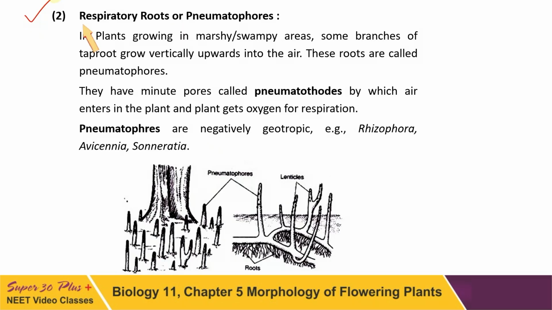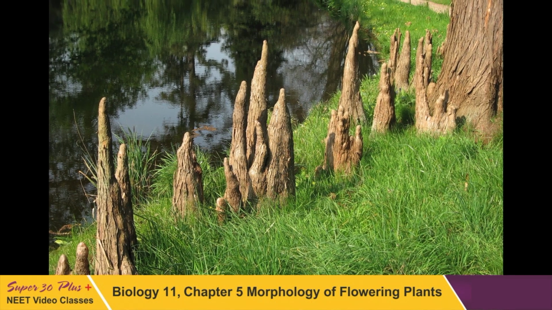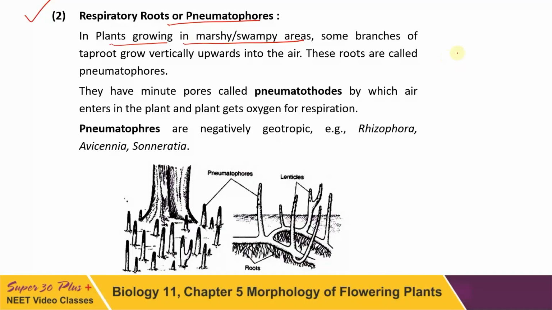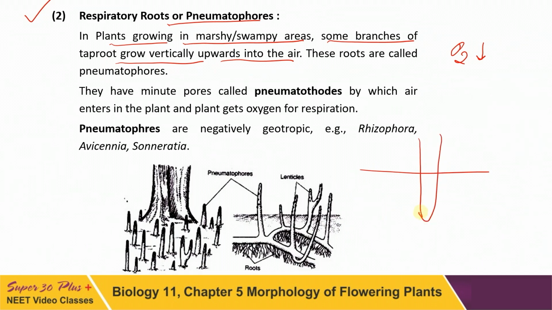The second one is respiratory roots, known as pneumatophores. You know, the plants which grow in marshy or swampy areas have a deficiency of oxygen. So some branches of the taproot grow vertically upward in the air. This is the plant, this is the taproot, and these are the branches of the taproot. Some of the branches become aerial. They grow in air, and these roots are called pneumatophores.